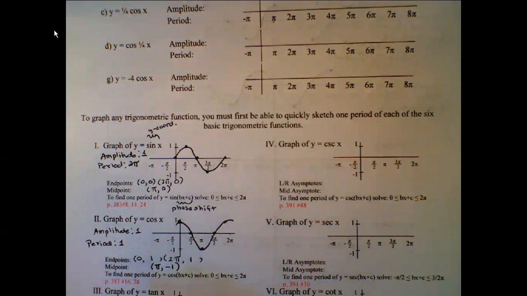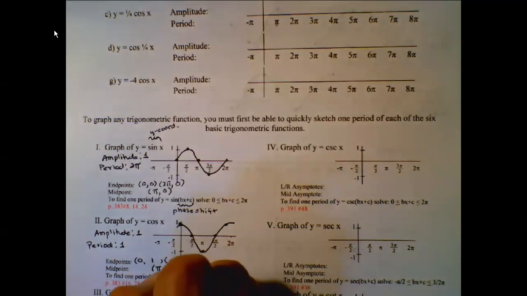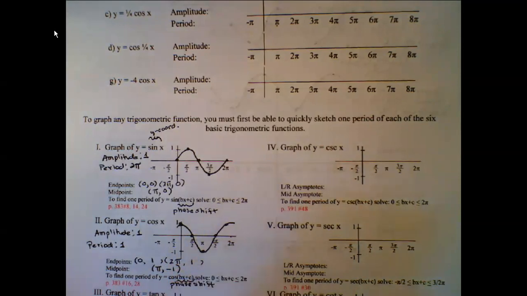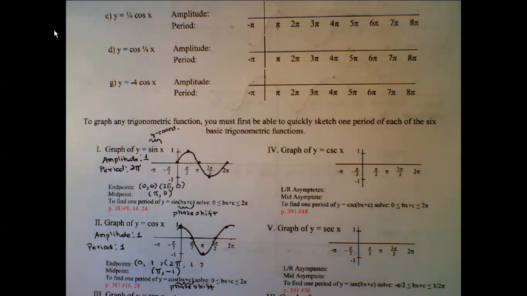And to find one period of the graph of cosine that's been shifted somehow, and that's called the phase shift, you're just going to set that argument between 0 and 2 pi and solve for x. That'll give you the phase shift. Can you repeat that again about the phase shift? Yes.